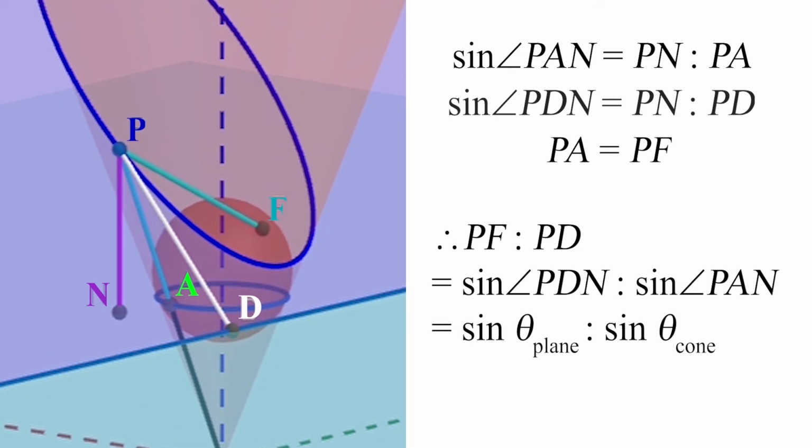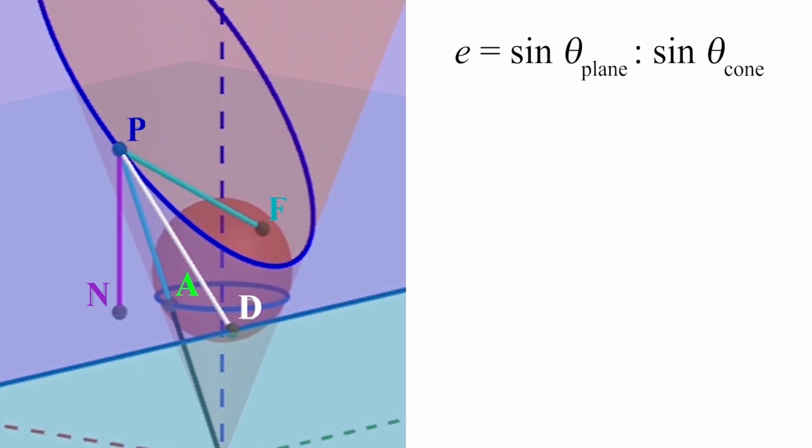Note that PDN and PAN are just the angles of elevation of the plane and the cone respectively, which are constant regardless of the position of P on the conic section. Therefore, we've proved that E is constant for all points on the curve.